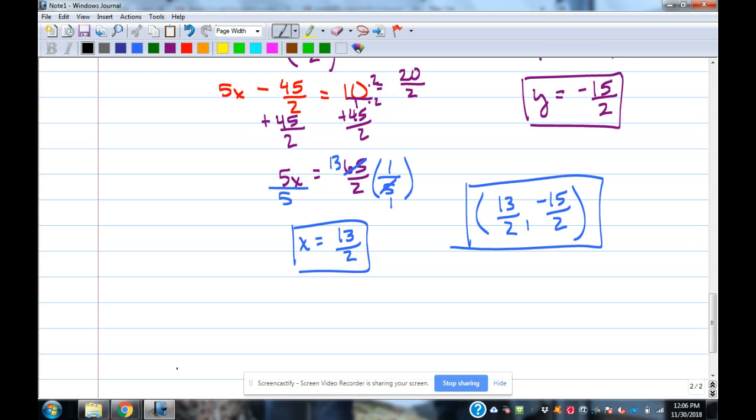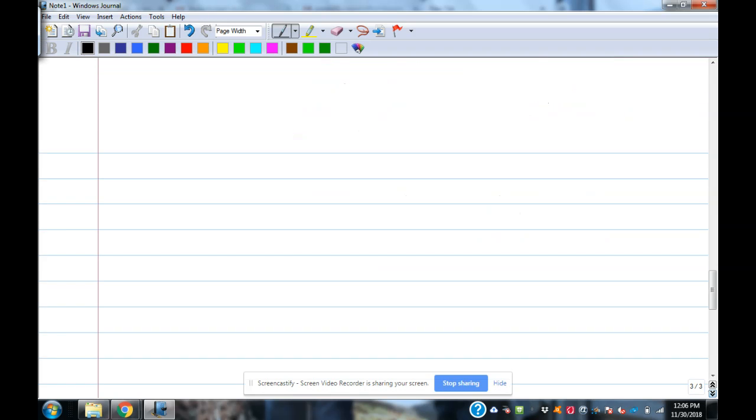All right, let's look at another one that we might need to do some work to. 2x plus 5y equals 12. Negative 4x plus 5y equals 6. There are a couple of different ways to do this one, but I think there's one way that's mathematically easier for this problem.